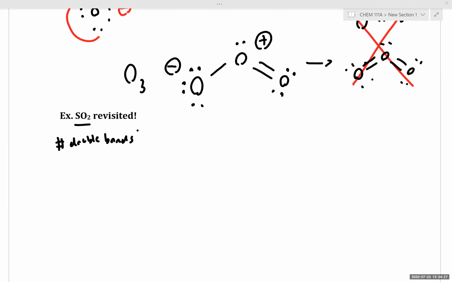Okay, now looking at the formal charge of sulfur, we see we have a formal charge of 6 minus 3 minus 2, which is plus 1, and a formal charge of oxygen of 6 minus 6 minus 1, which is minus 1. So we have sulfur plus, oxygen minus. Now, how can we minimize our formal charges? Can we make a structure with smaller formal charges?